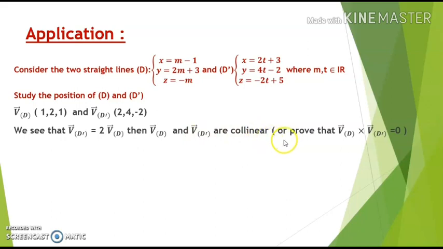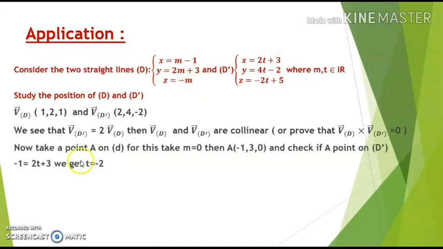We can prove this by using the cross product of V of D and V of D prime. If the cross product of these two vectors equals 0, then these two vectors are collinear. Now, since the two vectors are collinear, the two straight lines D and D prime are parallel or confounded. Let's check the final result.